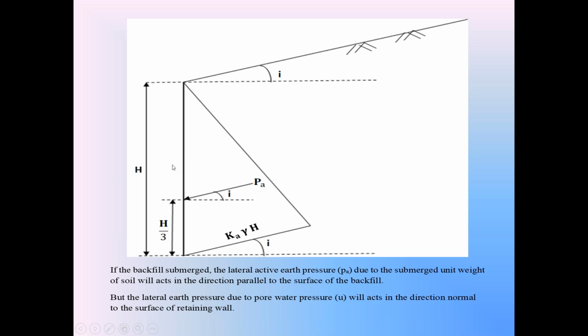Find out the area of this distribution diagram. That gives the total active earth pressure force PA. That PA is also acting, making an angle i with the horizontal. So this is Rankine's active earth pressure theory when the backfill has an inclined surface.